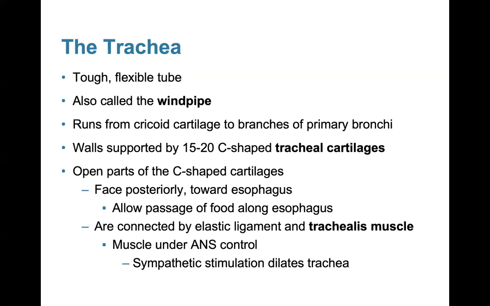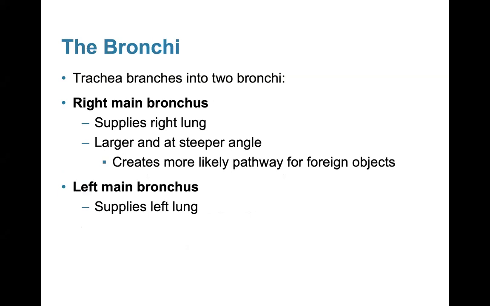And then sympathetic stimulation will dilate the trachea. The bronchi, the trachea branches into 2 bronchi. The right main bronchus will supply the right lung. It's larger and at a steeper angle, and it creates a more likely pathway for foreign objects to travel down because it's larger. The left main bronchus will supply the left lung.